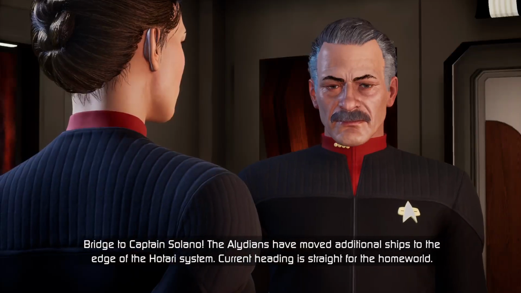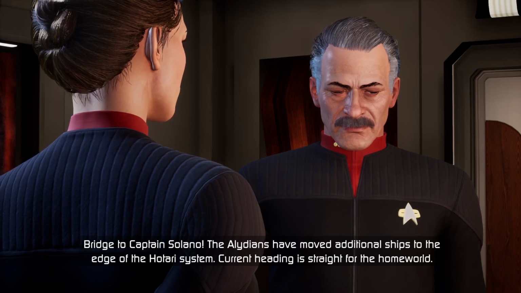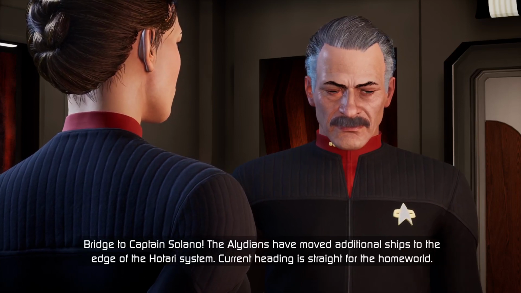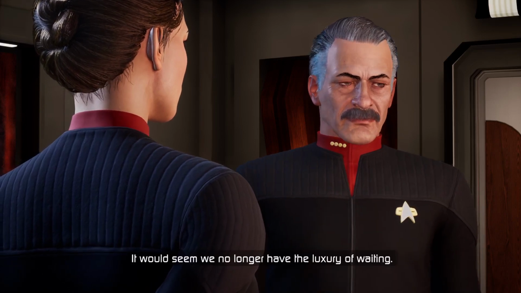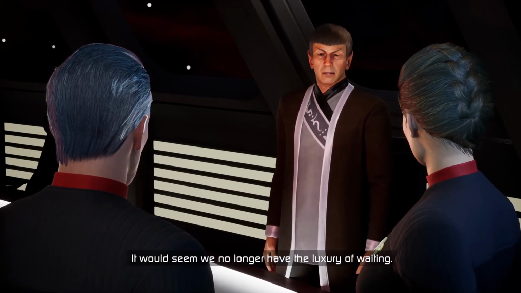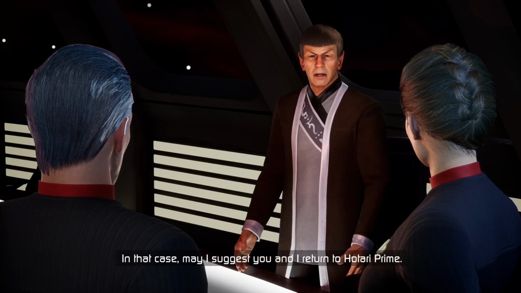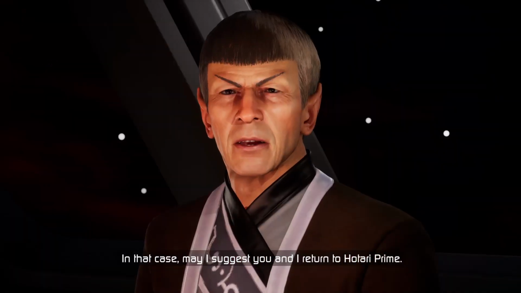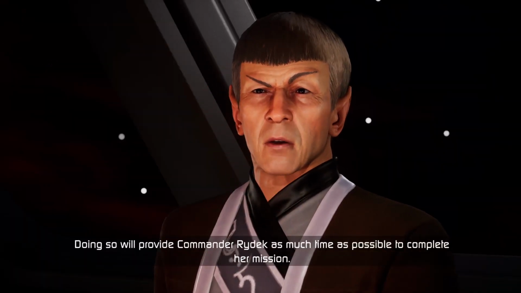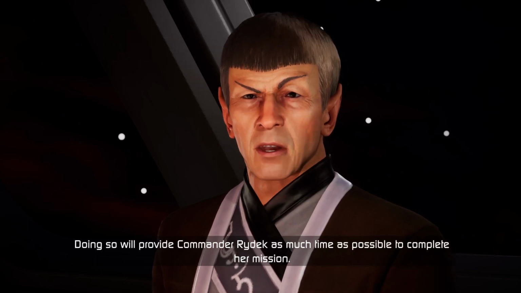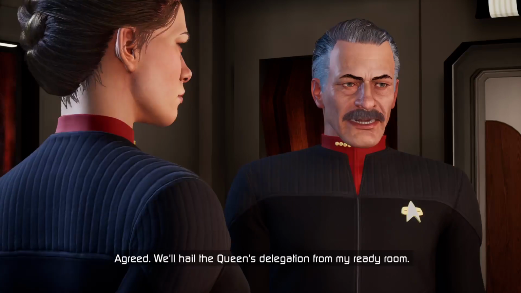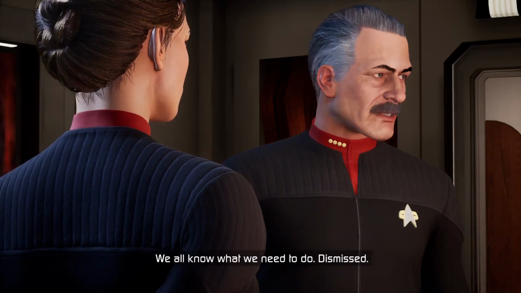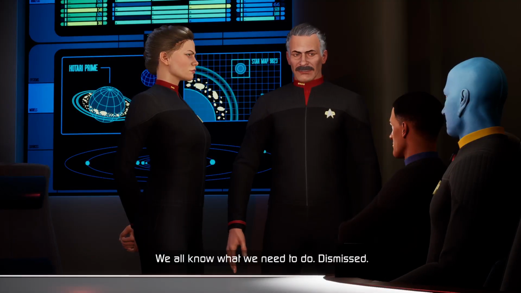Bridge to Captain Solano. The Illidians have moved additional ships to the edge of the Hotari system. Current heading is straight for the homeworld. Understood. It would seem we don't have the luxury of waiting. In that case, may I suggest you and I return to Hotari Prime. Doing so will provide Commander Rydek as much time as possible to complete her mission. Agreed. We'll hail the Queen's delegation from my ready room. We all know what we need to do. Dismissed.